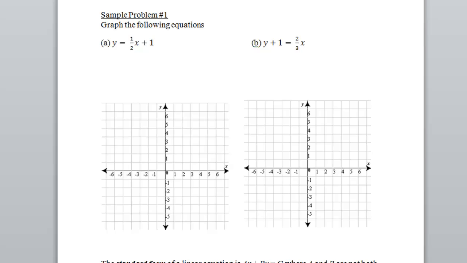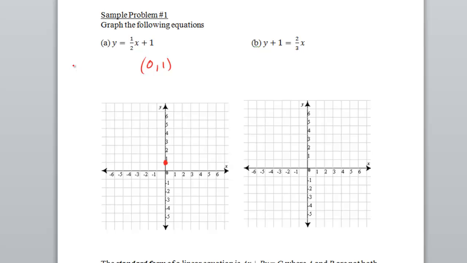Okay, let's take a look at the first one. Part A is pretty straightforward. We have a y-intercept of 0, 1. I'm going to plot that first, so I'm going to go 0 and then 1. That's my starting place to start counting slope from. It's very important that you always count your slope from an actual point on the graph, and the quickest and easiest point we can find is the y-intercept.